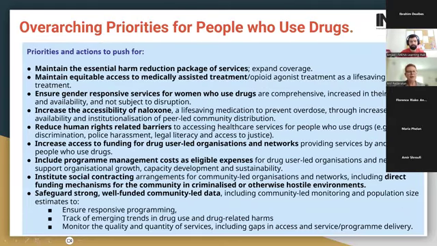These are some priorities for people who use drugs. There's more detail in the guides that I've shared in the chat. Priorities include maintaining harm reduction in the package of services, ensuring equitable access to medically assisted treatment, including opioid agonist treatment, ensuring gender responsive services for women who use drugs, increasing accessibility of naloxone, reducing human rights related barriers, increasing access to funding for drug user-led organizations and networks, including program management costs as eligible expenses. This is very important.